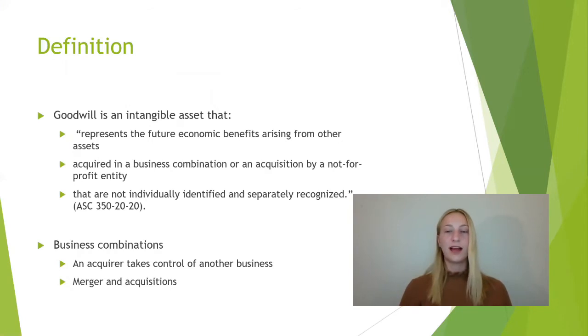Goodwill is an intangible asset that represents the future economic benefits arising from other assets acquired in a business combination or an acquisition by a not-for-profit entity that are not individually identified and separately recognized. Business combinations are when an acquirer takes control of another business, as seen in mergers and acquisitions.